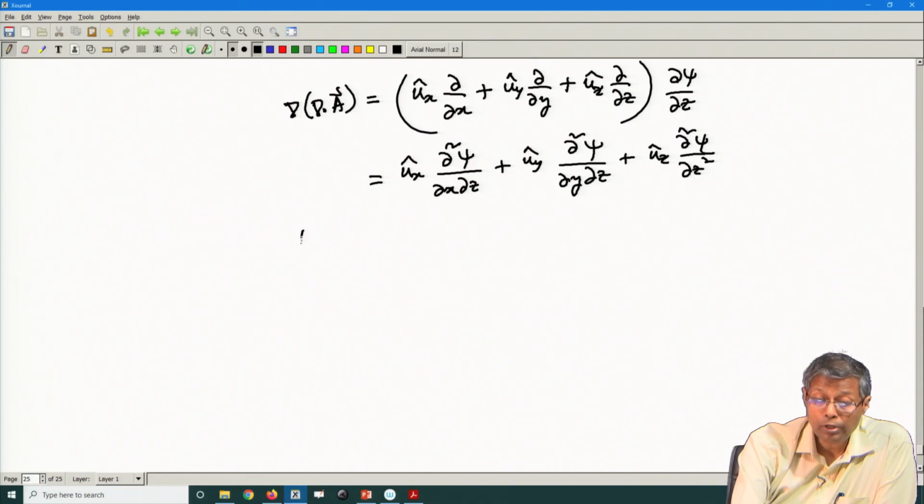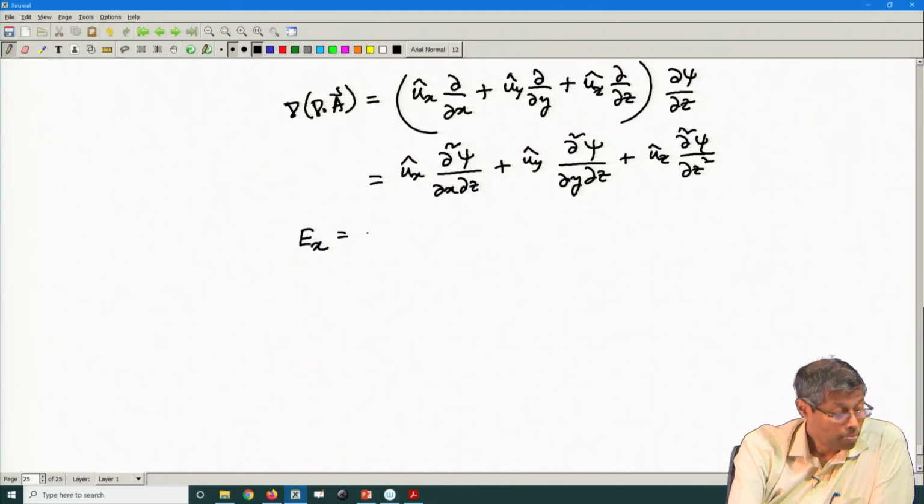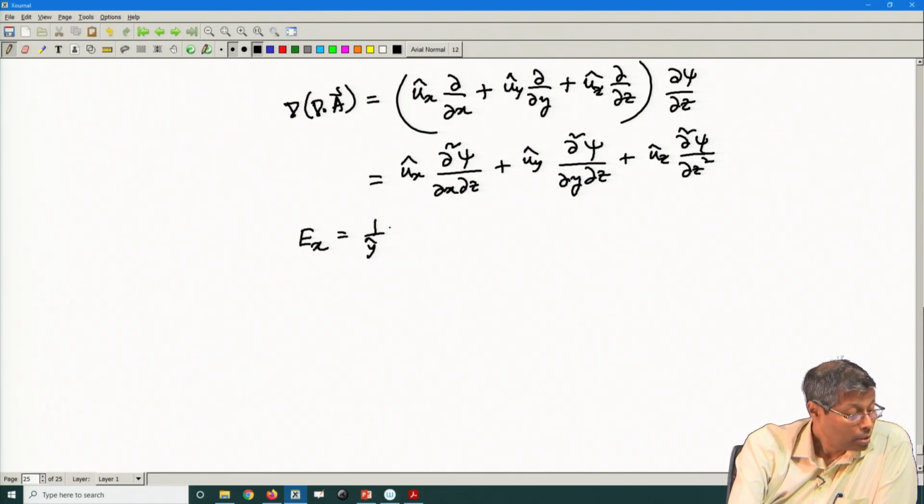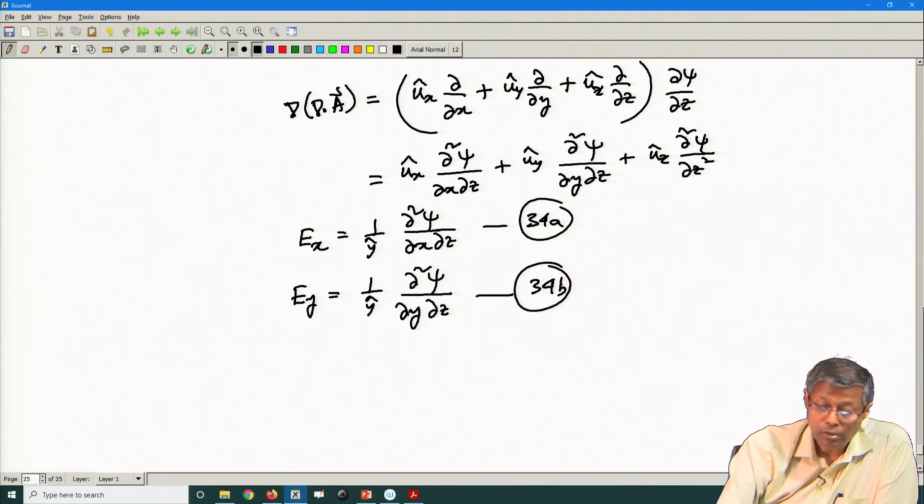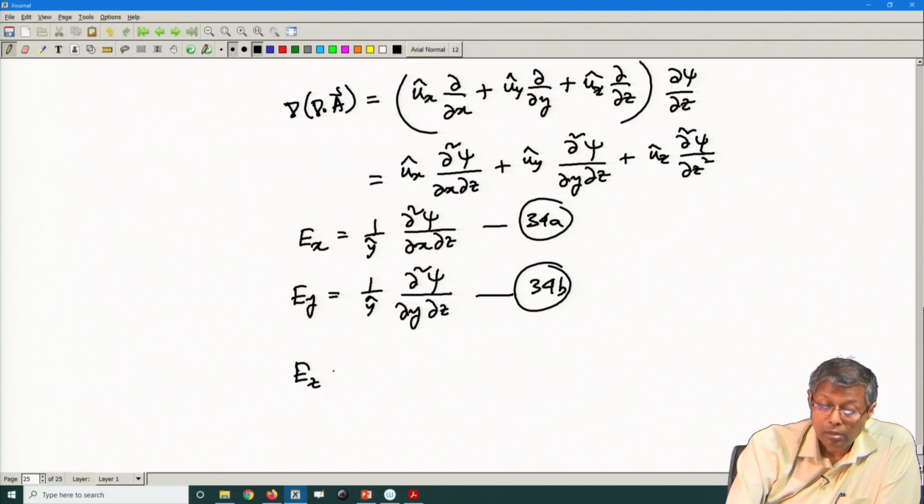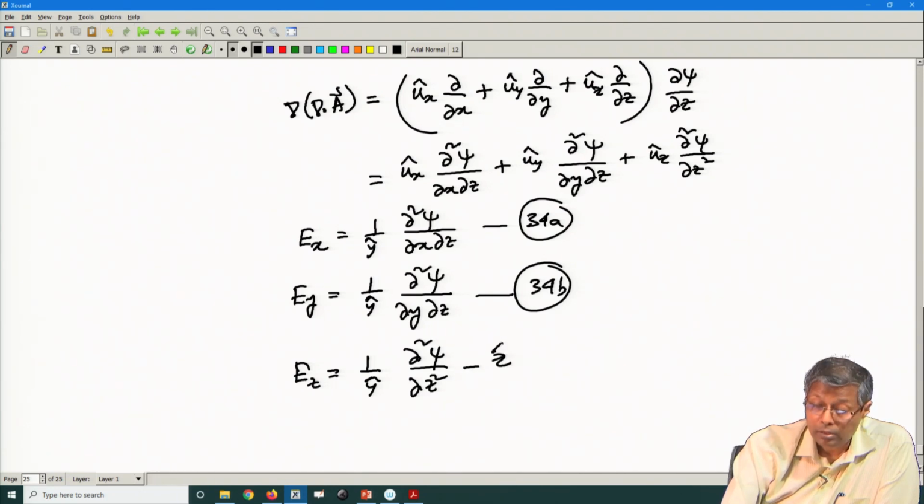So, therefore, from 32 we get E x equal to 1 by y cap del square psi del x del z, which we call to be 34 A. We get E y as 1 by y cap del square psi del y del z, we call this as 34 B, and we get E z as 1 by y cap del square psi del z square minus z cap psi.